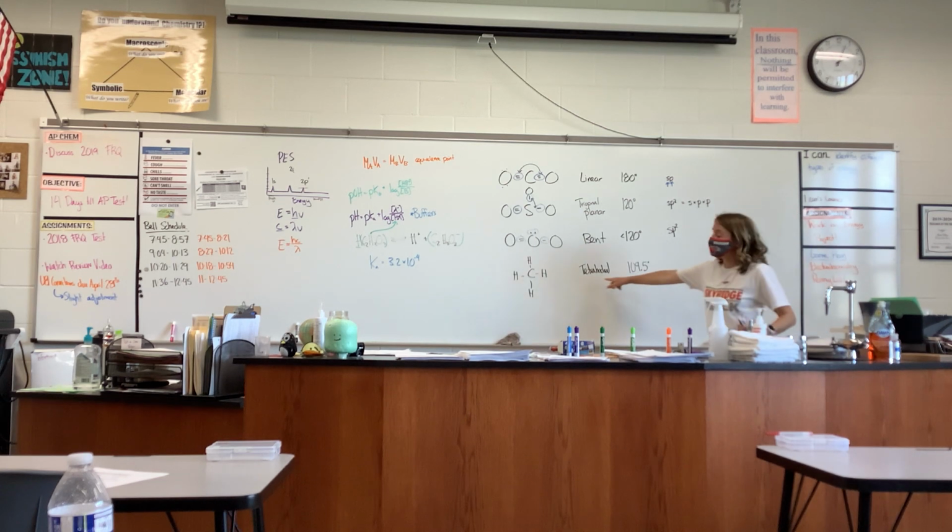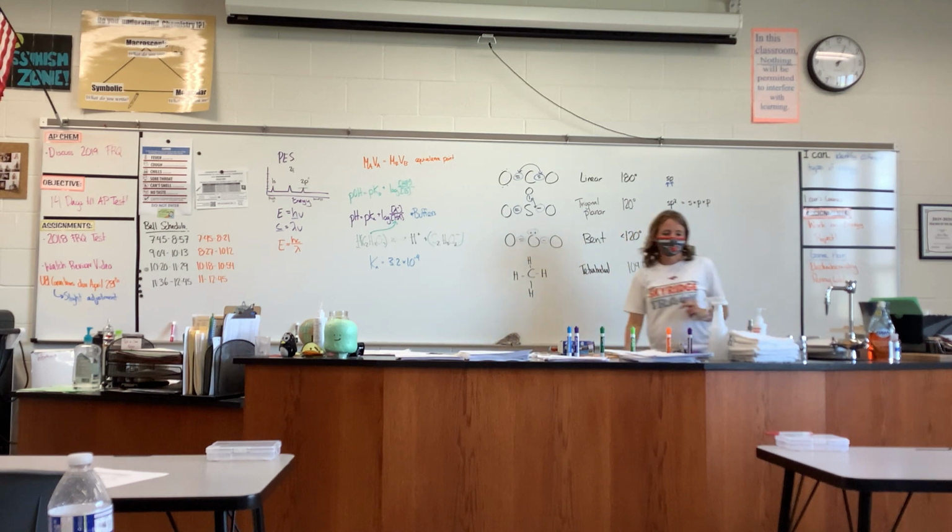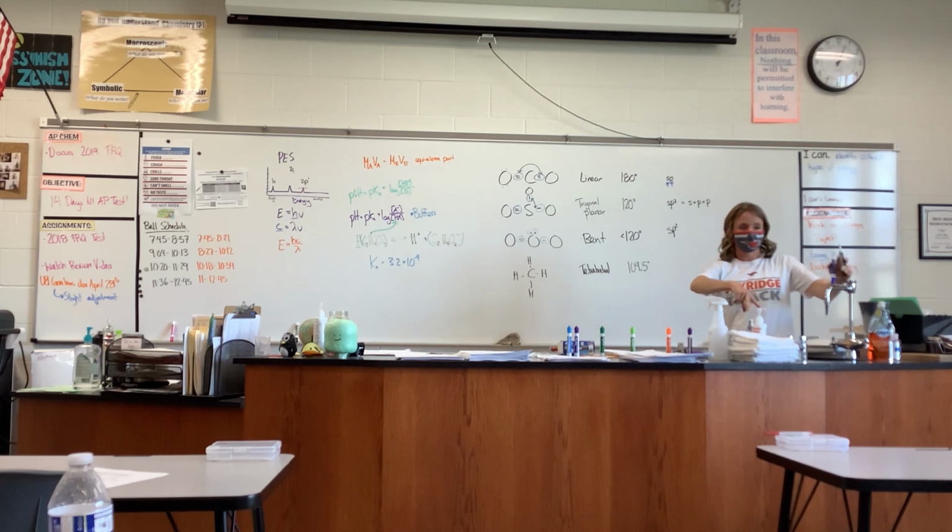So in a sense, that's what tetrahedral looks like. What if it looks like this? That's what I was thinking was a trigonal. Sorry, what? What's the difference between a tetrahedral and a trigonal pyramidal?